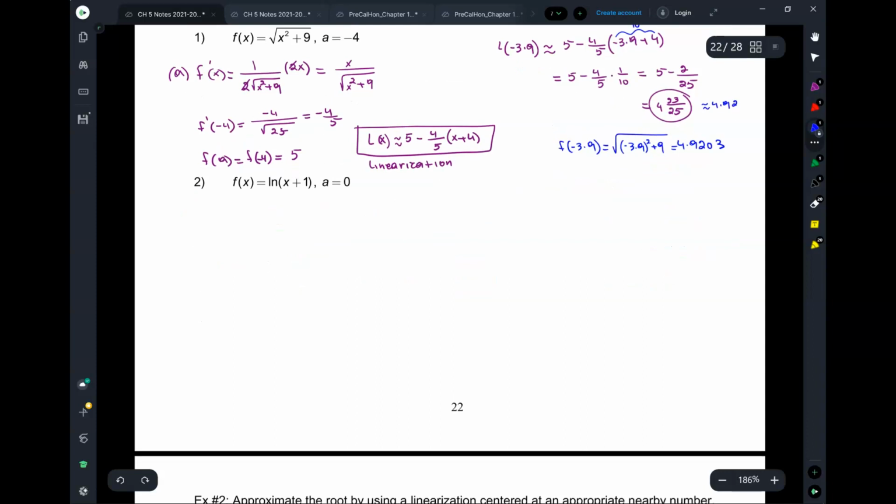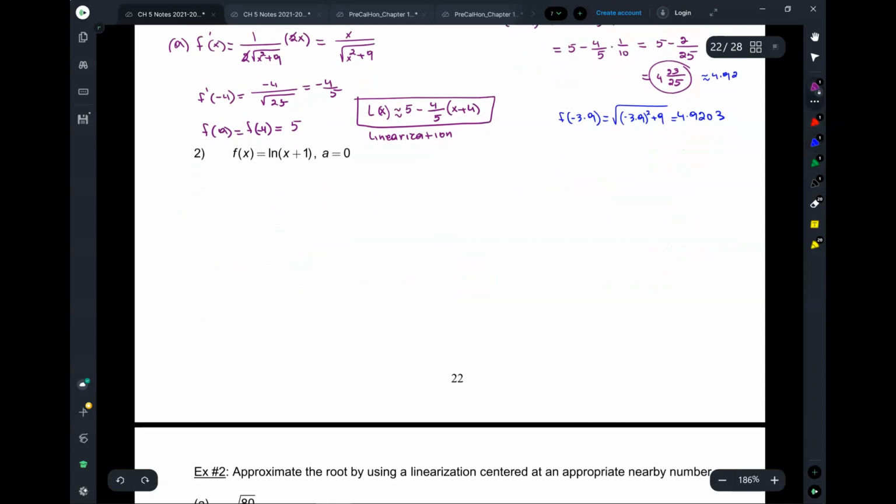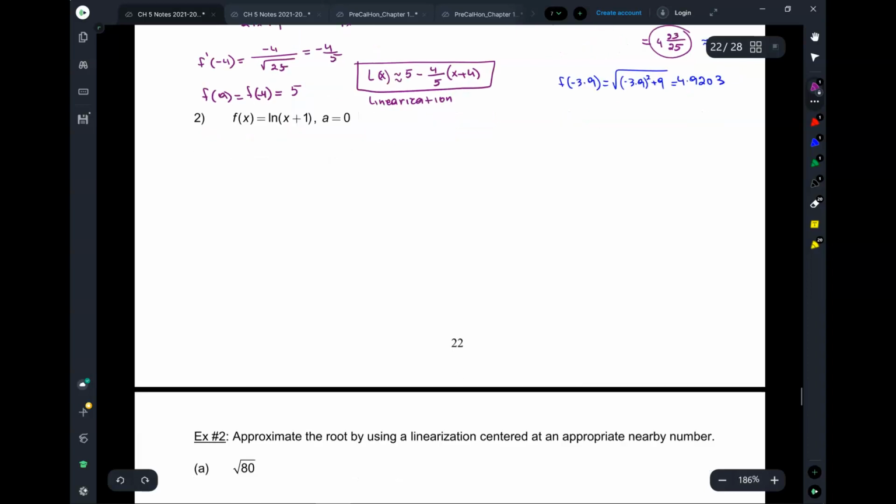Okay, so let's do another one. Look at this one: ln of x plus 1. Right, let's write the linearization. f prime of x is how much for this?